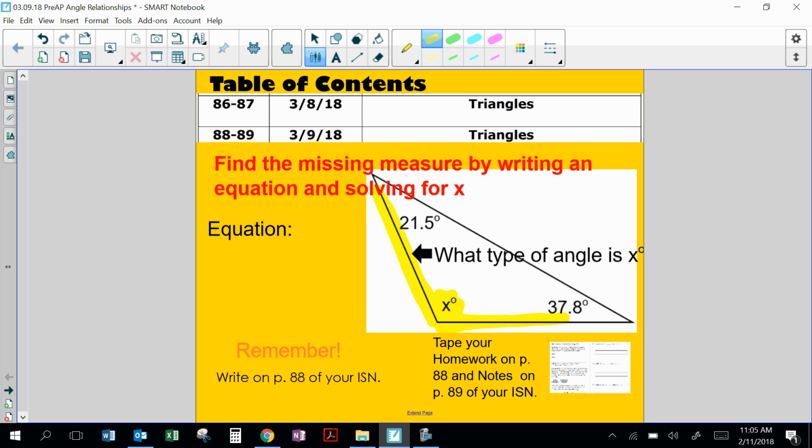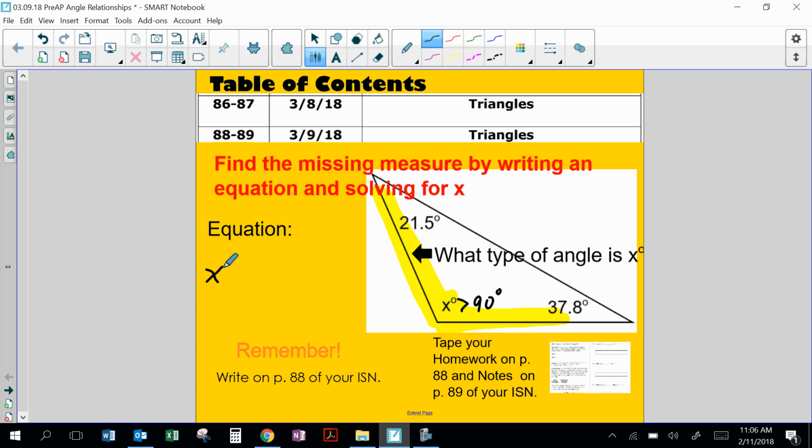You should have learned this in fourth grade. It is an obtuse angle. An obtuse angle is an angle that is wider than a right angle. So it's more than 90 degrees. So my prediction is this answer has to be more than 90 degrees. So let's find the sum of this.